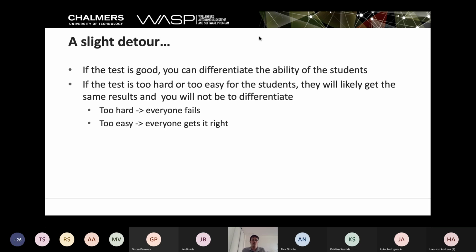If the test is too hard, all of the students will fail and you will not be able to differentiate them. If the test is too easy, everyone gets everything right, and you will not be able to differentiate the students. So the choice of the test and the kind of questions are really necessary so you can actually tell apart which student has a better mathematical ability or programming ability.